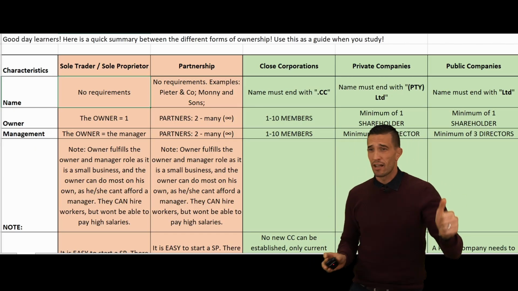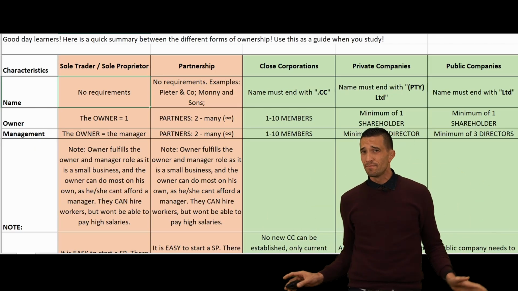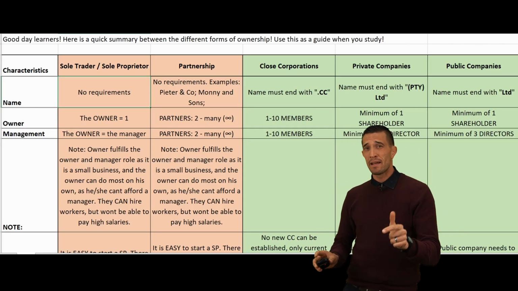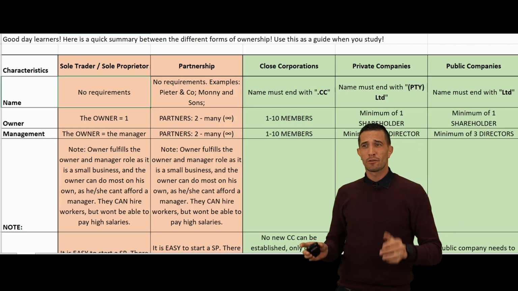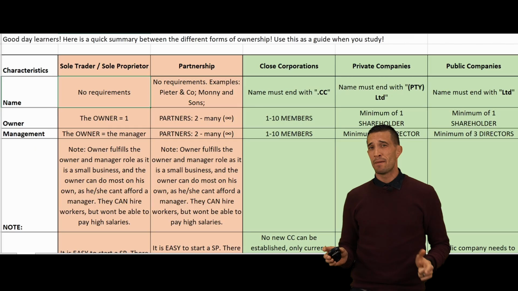Ownership is important. Sole trader, they're the owners, they're the manager, there's one of them. Partnerships, too many. There's always two or more in a partnership, but they are the owners and the managers. That means they're directly involved. Now when you look at the closed corporation, they've got 1 to 10 members. That's the owners and the managers, right?